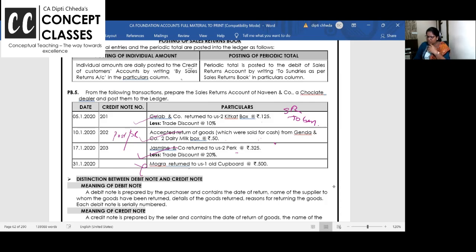Mogra returned to us one old cupboard we had sold. It has come back. This is like sale of asset. And it has come back. Don't record it. We'll write a note for it. Whatever we are not recording, we should write a note for it.